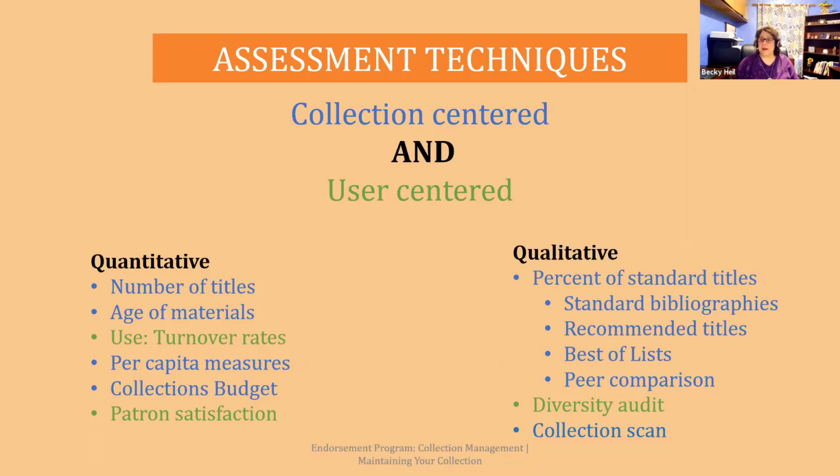That might be 35% of the total adult fiction circulation, but it only represents 22% of the total collection size. This helps us understand that we might be needing to buy more mysteries and fewer of some other areas of adult fiction.